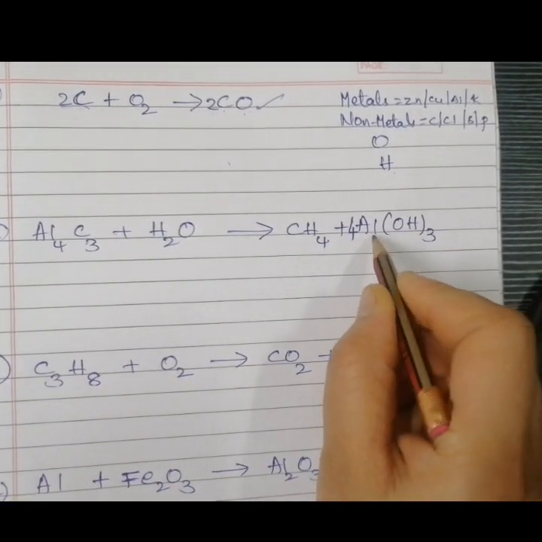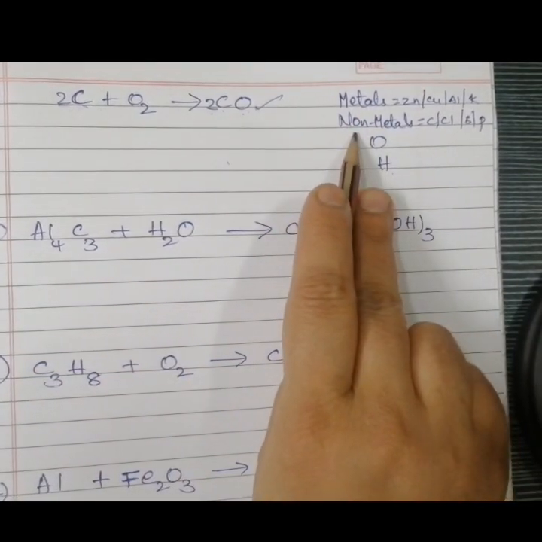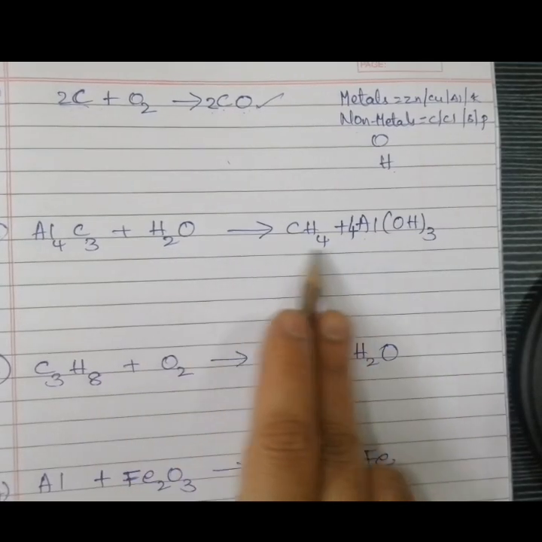I will write 4 aluminium here. Now the metals are balanced here. Now we'll go to the next step, that is the non-metals. So how many non-metals are there here?